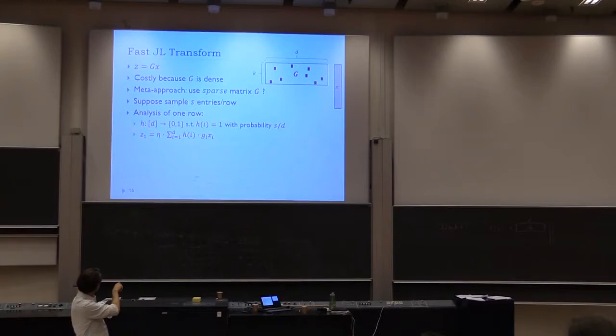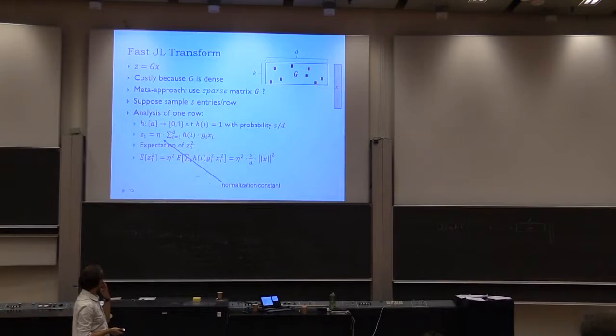And essentially, what we get is that z1, the first coordinate of z, given by the one-dimensional embedding, will be some eta, which is just some normalization constant, we'll figure out later what it is, times the sum of h of i, wherever the element i has been sampled, and if it was sampled, then we multiply it by some random Gaussian g i times the coordinate x i. Right, this is what we get.